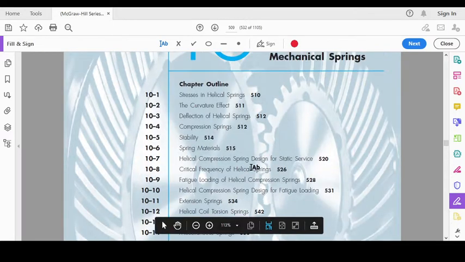Okay, this is all the topics that we will cover, which is 10.1, stress in a helical spring, curvature effect, deflection of helical spring, compression spring, stability, spring material, helical compression spring design for static service, critical frequency of helical spring, fatigue loading, helical compression spring design for fatigue loading, extension spring, helical coil tension spring, valve wheel spring, and machineless spring. Okay, so we'll go through all the examples. I will use Google images to make it better for your understanding about this topic.